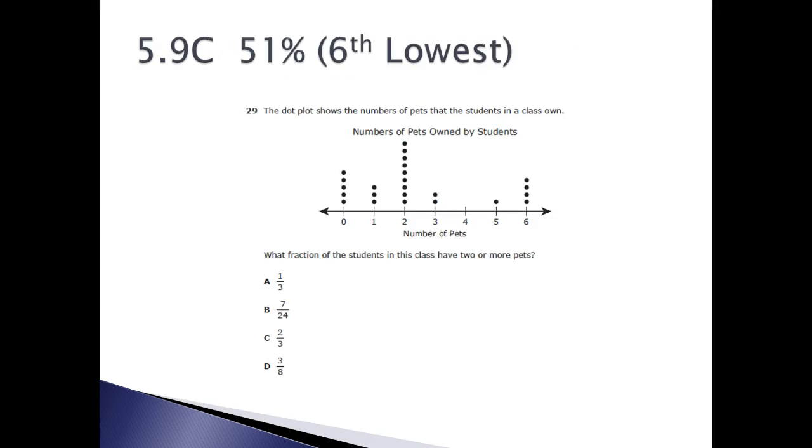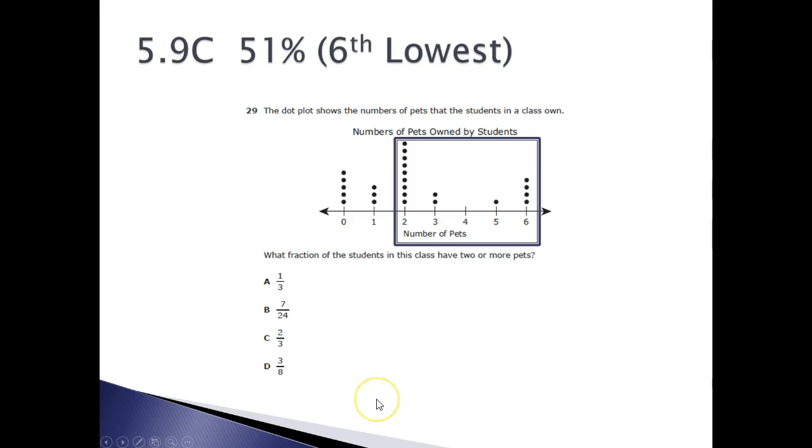This was our 6th lowest item. This too is multi-step because the kids had to figure out what fraction of the students in this class have two or more pets. So we're talking about this portion of the entire graph. There are 16 dots out of 24. But notice 16, 24, they're not down here. So the kids then have to find the simplest form, so they have to reduce their fraction to 2/3.